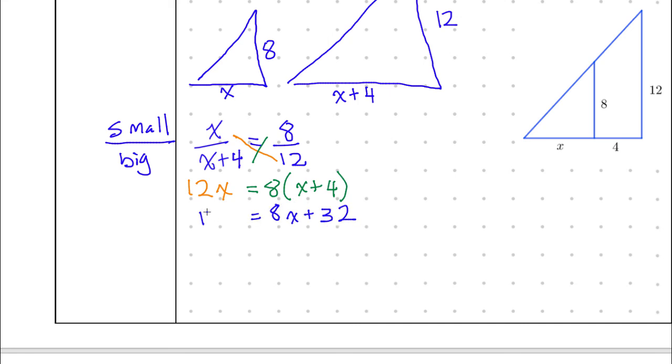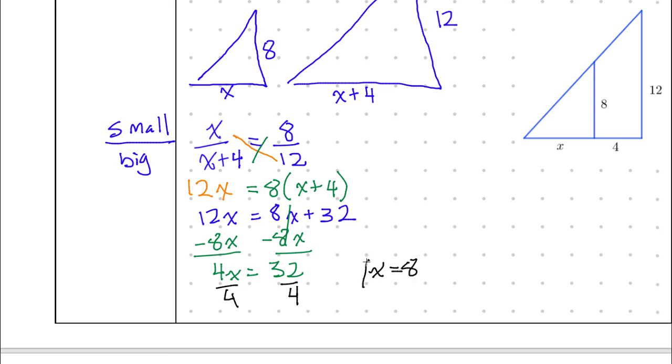Left-hand side is still 12x. From there, I'm going to subtract 8x on both sides, minus 8x, minus 8x. And I'm left with 4x is equal to 32. From here, I just divide both sides by 4, divide by 4, and I get my final answer, x is equal to 8. Final answer, box it.